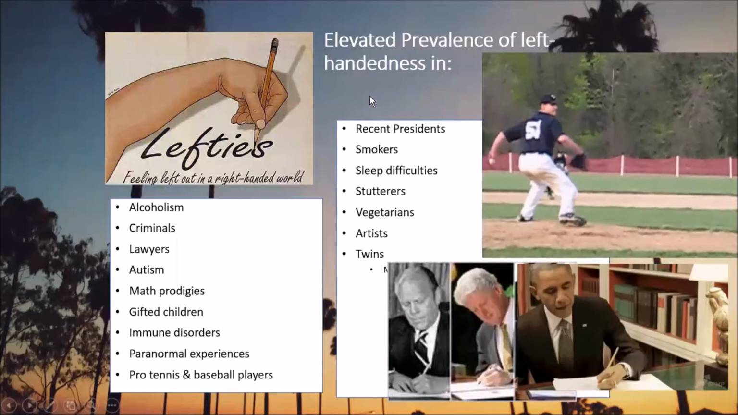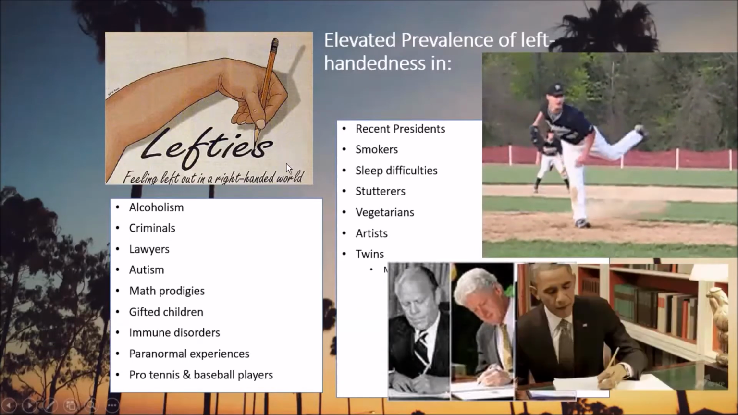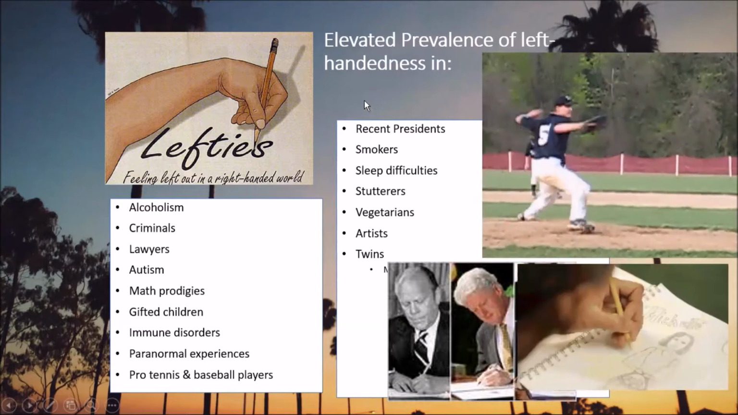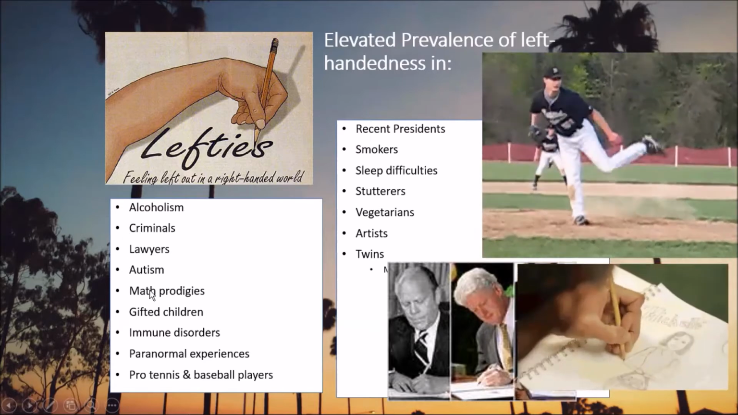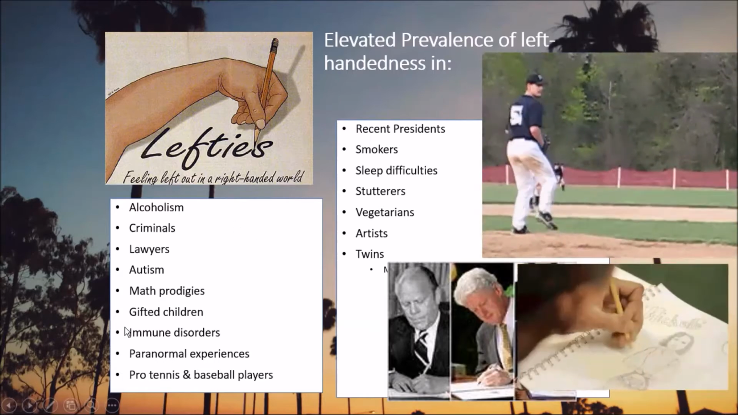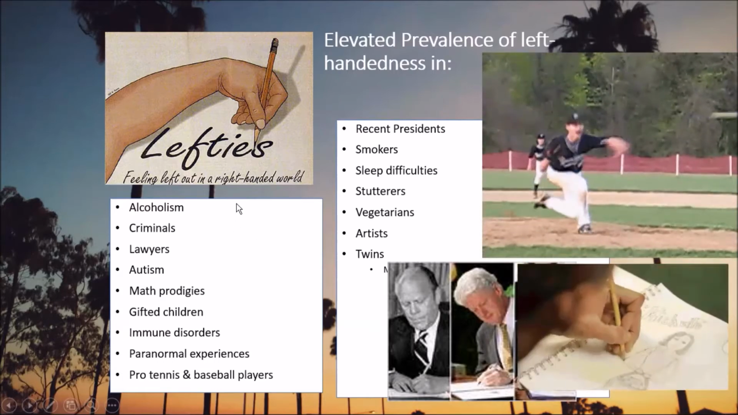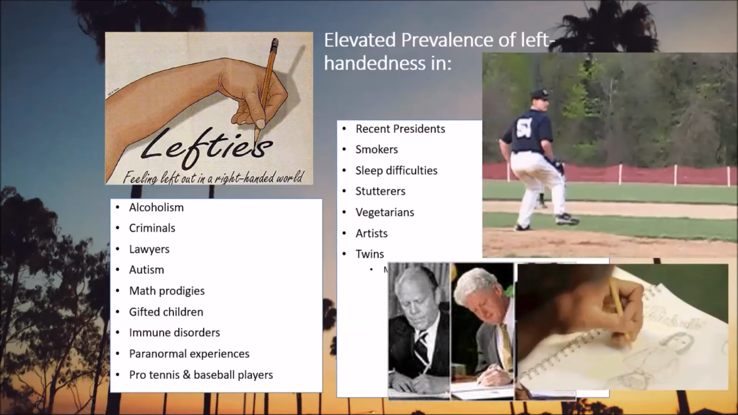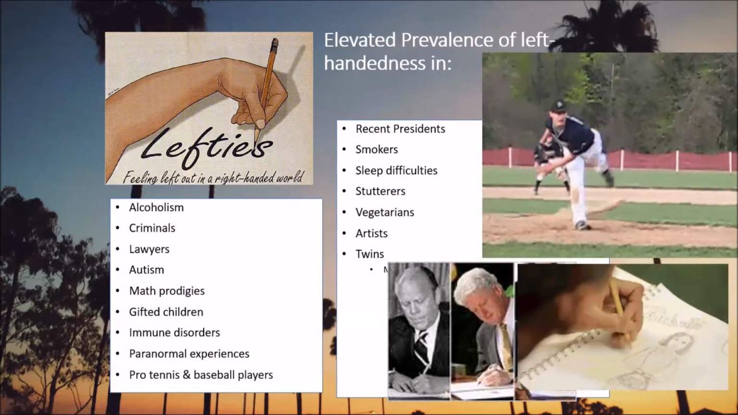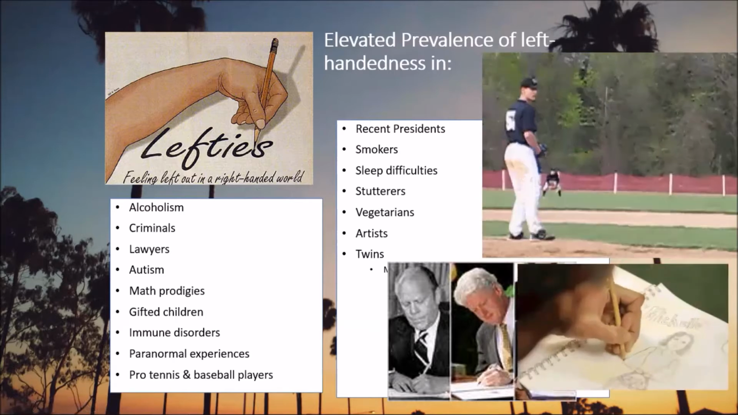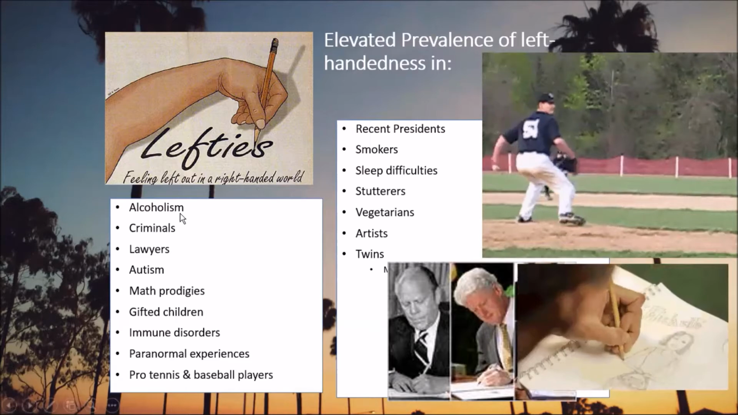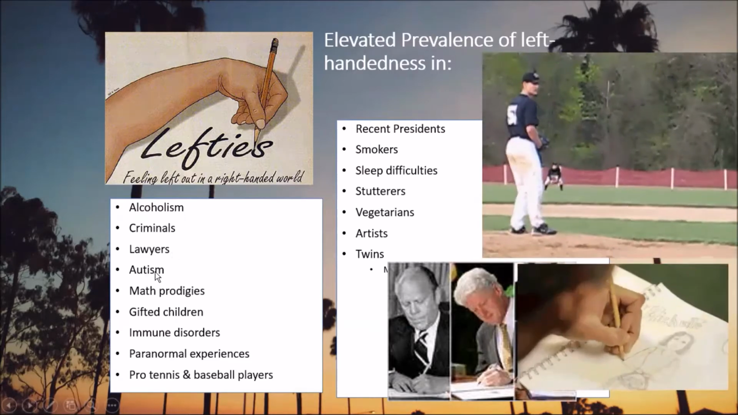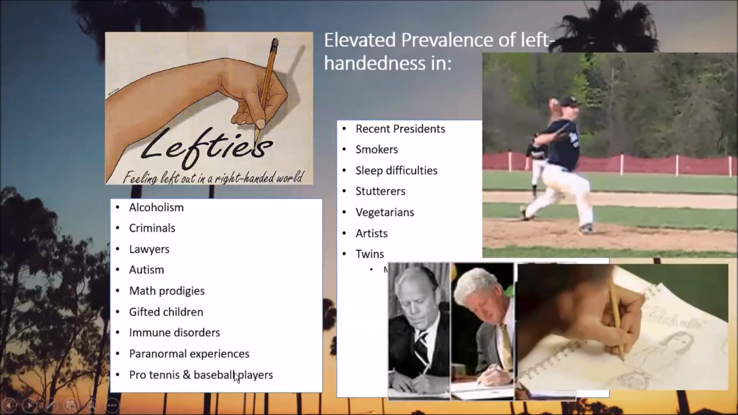Now, we do see an elevated prevalence of left-handedness in very talented individuals and those who are having trouble with society, having trouble with their lives. You can see there's an overrepresentation. That doesn't mean there's more than 50%. It means that if left-handedness is 10% or 14%, which is often the number given, these groups show higher than 14%. So criminals and lawyers, pretty much the same there. Autistics, math prodigies, tennis and baseball.